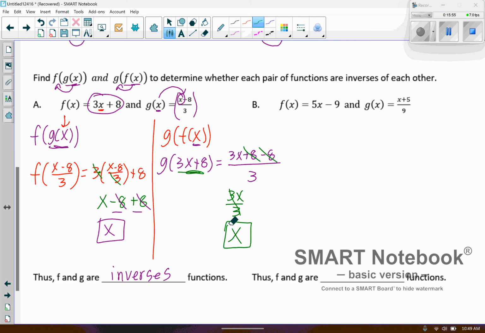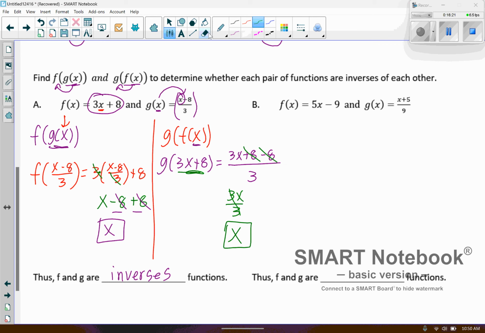So yes, I showed that we have that kind of loop going on there. So I started with x, applied some operations to it, got this, then applied some more operations, and I got right back to where I started. And so basically I established that there's that loop going on there between the two functions. And so this is how you prove that they are inverses of each other.